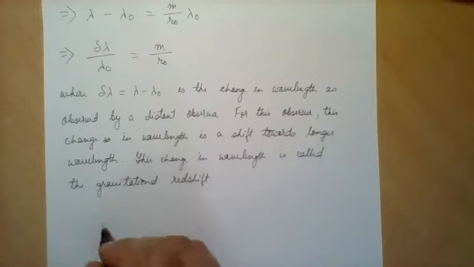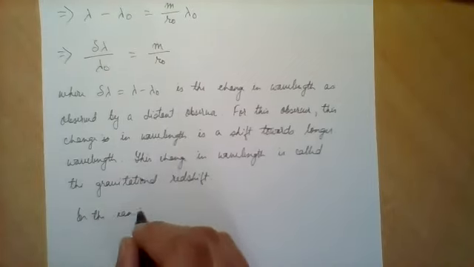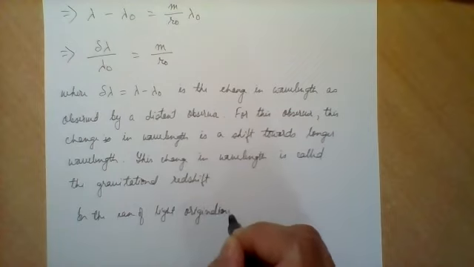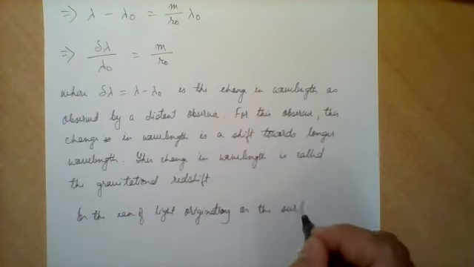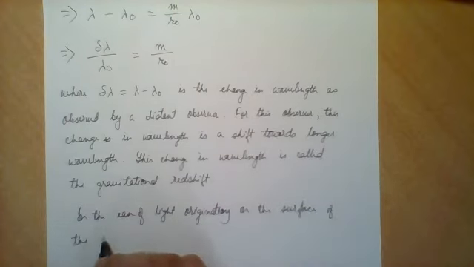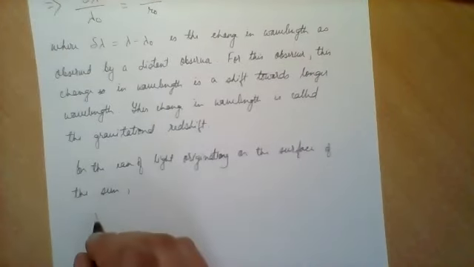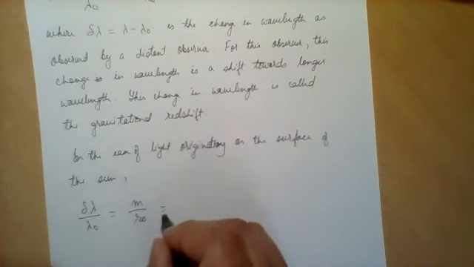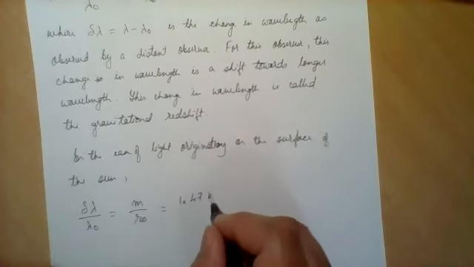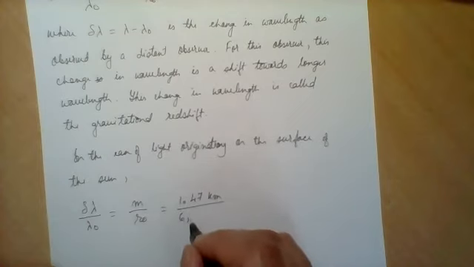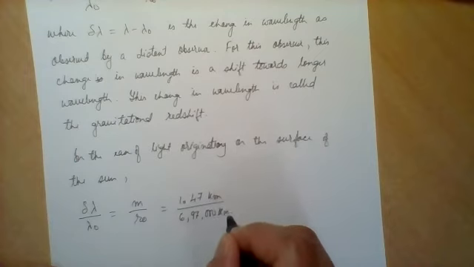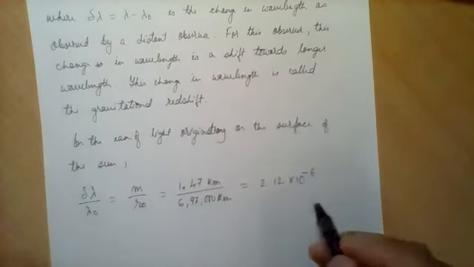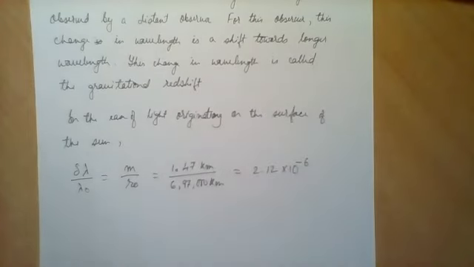As an example, in the case of light originating on the surface of the sun, delta lambda by lambda0 is equal to m by r0, which is 1.47 kilometers divided by 697,000 kilometers, and this is equal to 2.12 times 10 to the power minus 6. This is a very small quantity.